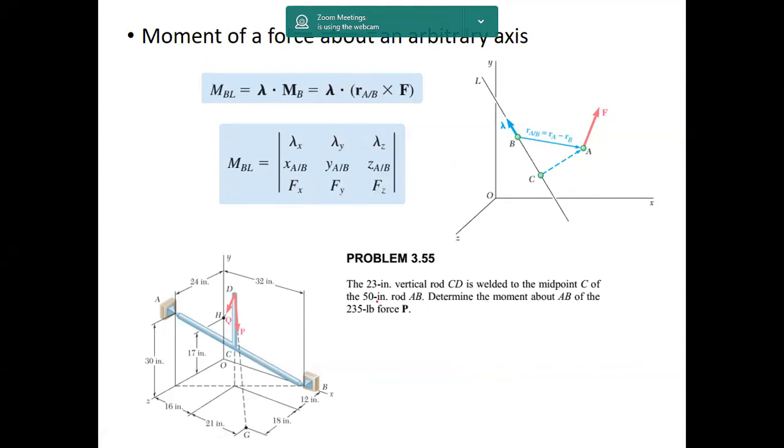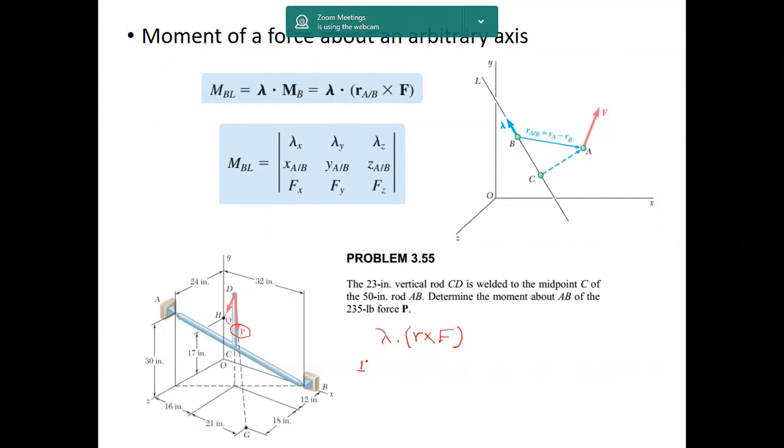So in this problem, we have a 23-inch vertical rod, and this rod is actually welded to the midpoint C of this rod AB here. We want the moment of force P about AB, so we want to form a triple product.